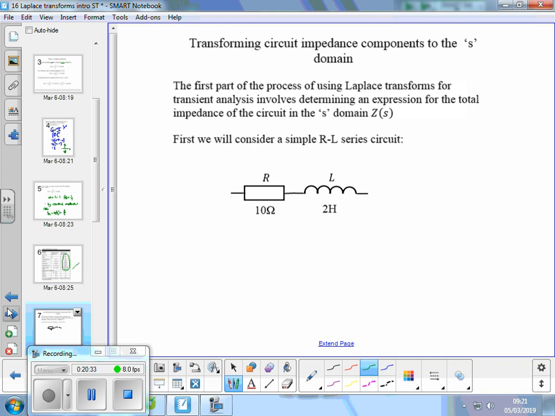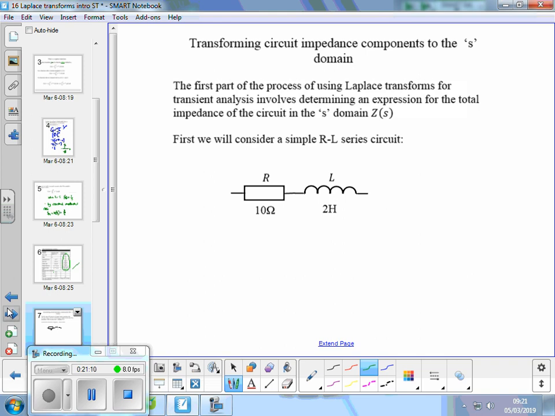Transferring the circuit impedance components to the S domain. The first part of the process that we're going to be working on is to express the circuit in the S domain and manipulate it a little bit to tidy up and make it what we need before we add the voltage. Generally, we'll be looking to produce an expression in the time domain for the current in the circuit. Possibly a voltage, but in the main, what's the expression for current?